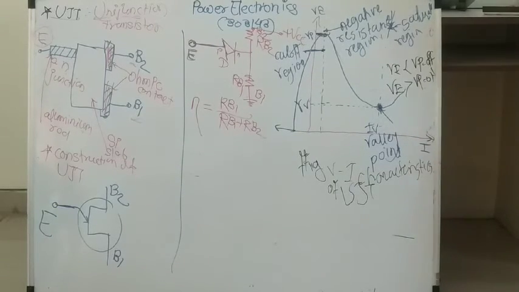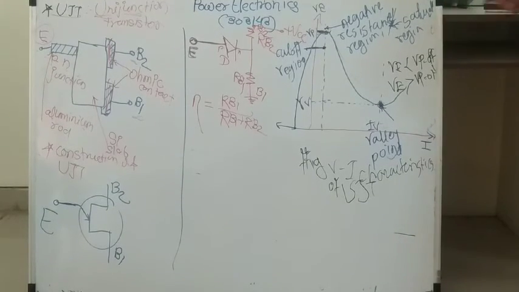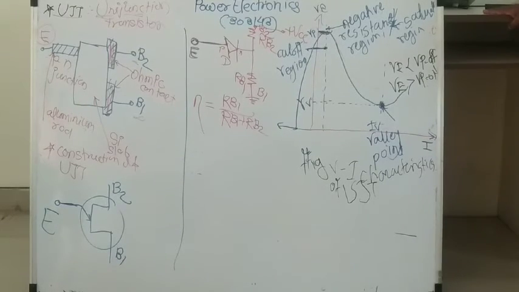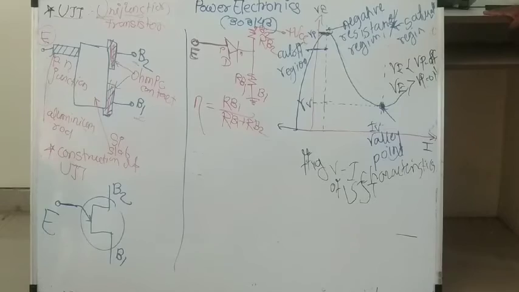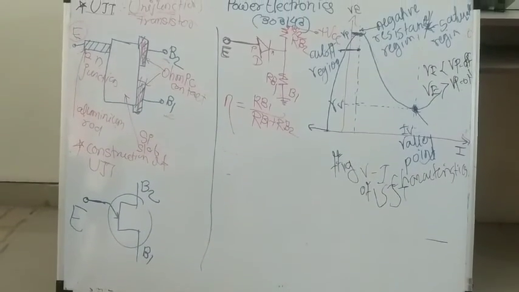Now, see here. This is the construction diagram. After that, I will draw this symbol, and the working principle is explained with the help of VI characteristics. That is the Unijunction Transistor. Now, this is the point, that is UJT.